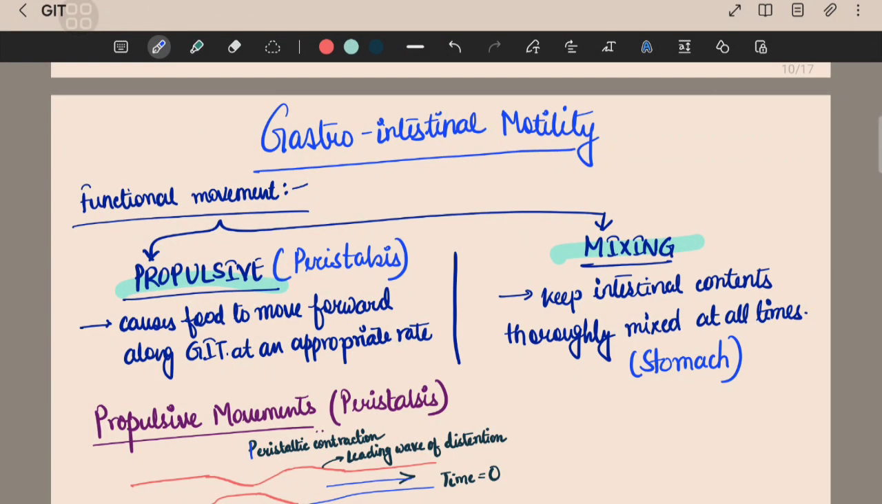Now we will be discussing gastrointestinal motility. Whenever we take in food, it passes down into the stomach via the esophagus. From there, the contents are digested in the intestine. From the intestine, absorption happens, and those nutrients pass into the liver via the portal circulation.